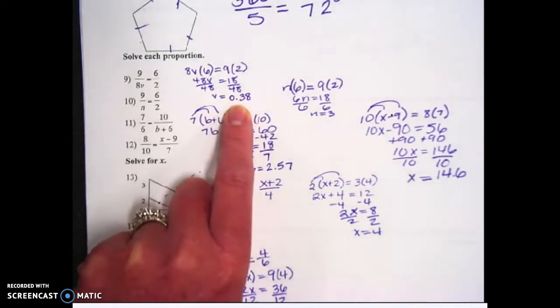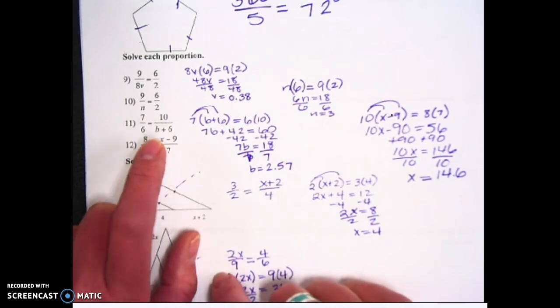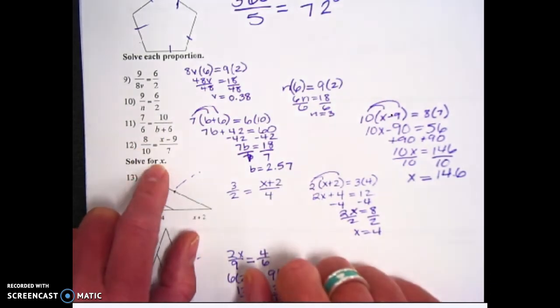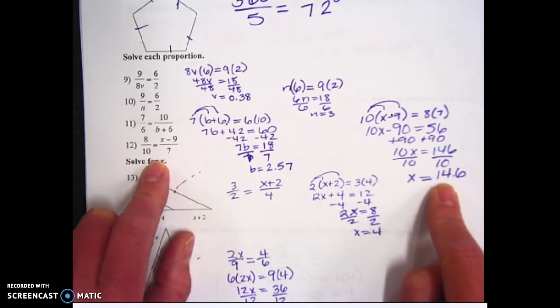So number 9, I got 0.38. Number 10, I got 3. Number 11, I got 2.7. And number 12, I had to do way over here because I was running out of space. I got 14.6.